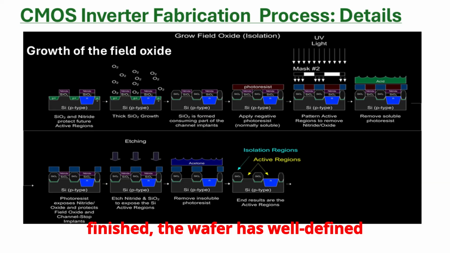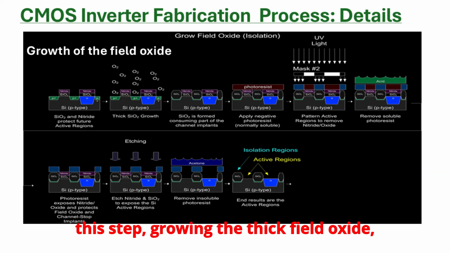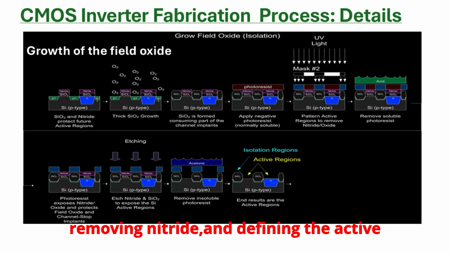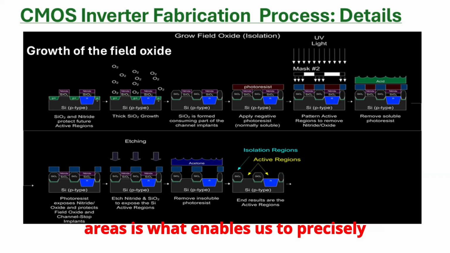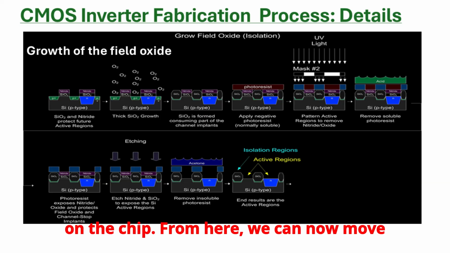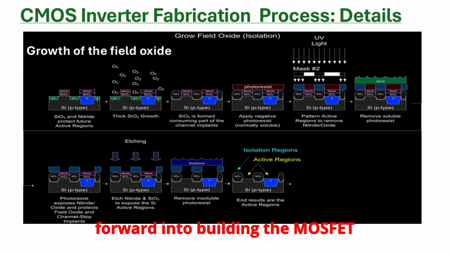When this sequence is finished, the wafer has well-defined active regions. These are the exact spots where the MOSFETs will eventually be fabricated. The field oxide, which is much thicker than the gate oxide, surrounds these active regions, ensuring that the devices are properly isolated from one another. So, to summarize, this step, growing the thick field oxide, removing nitride, and defining the active areas, is what enables us to precisely decide where each transistor will exist on the chip. From here, we can now move forward into building the MOSFET structures themselves.